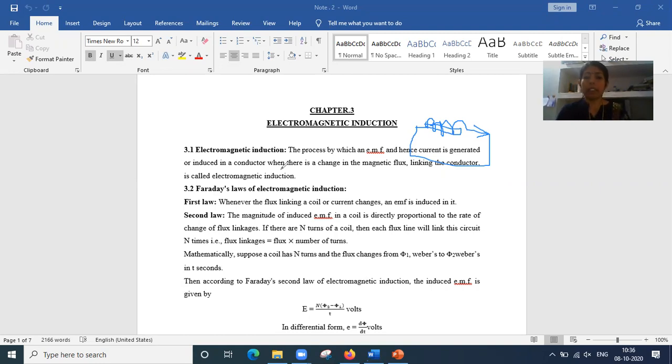That means when there is a change in magnetic flux, only then will it produce an EMF inside the conductor.